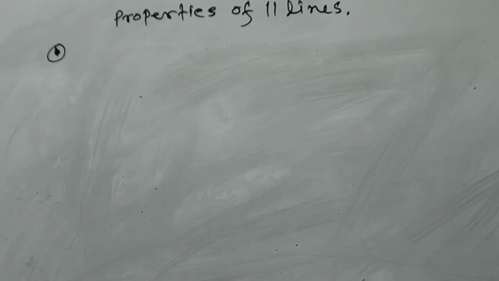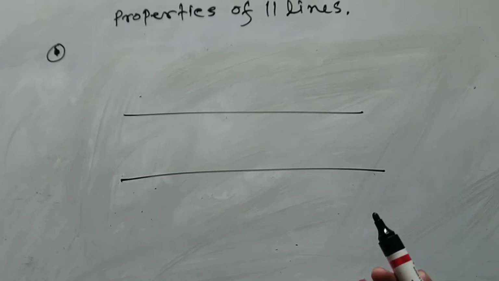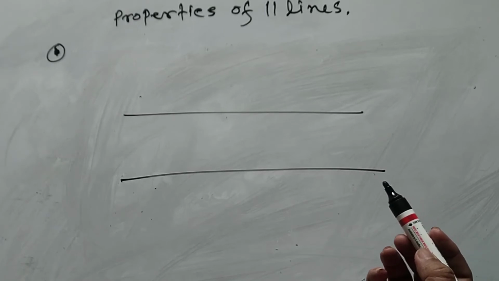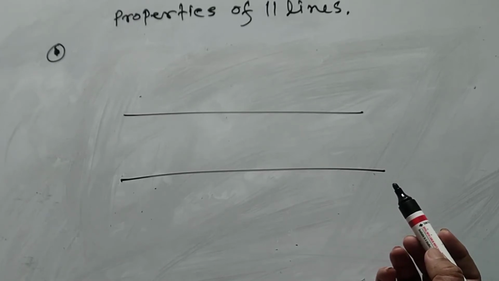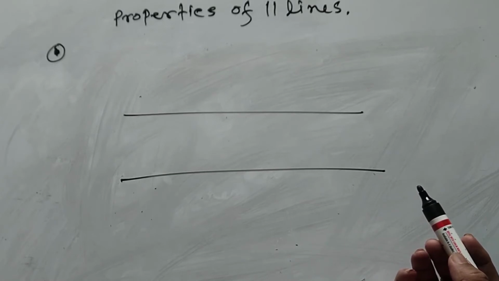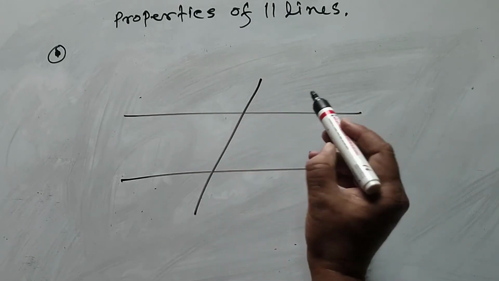Next is transversal. A line, this is a parallel line. The transversal is a line which intersects two or more parallel lines at distinct points. So this is a transversal.